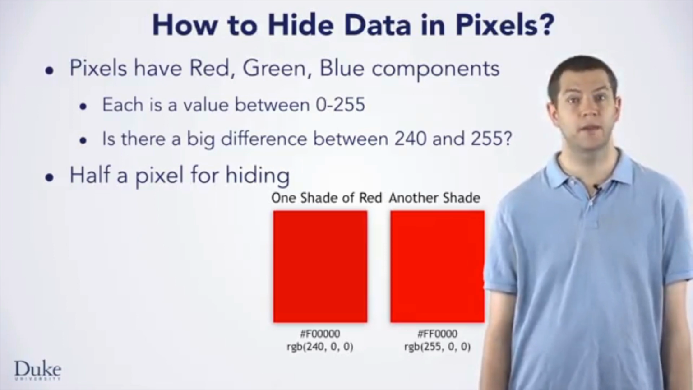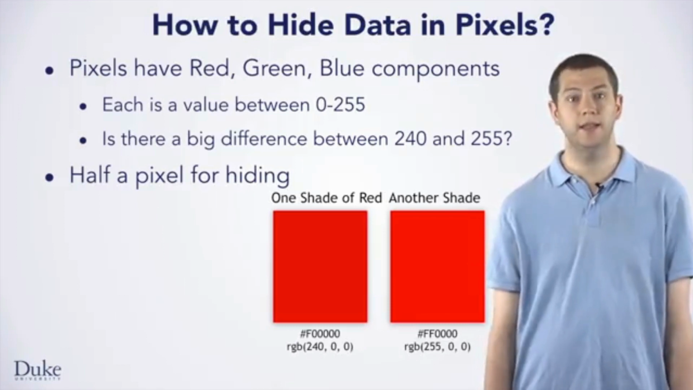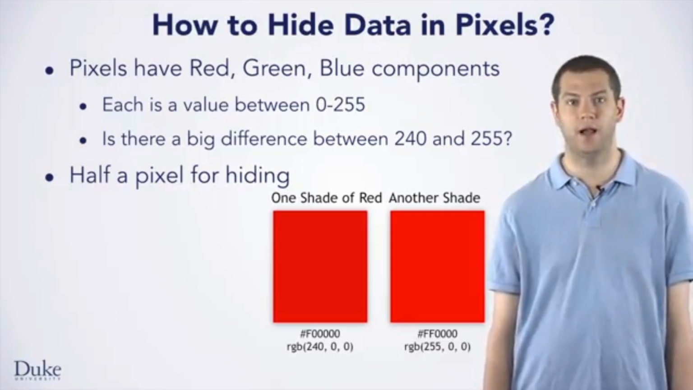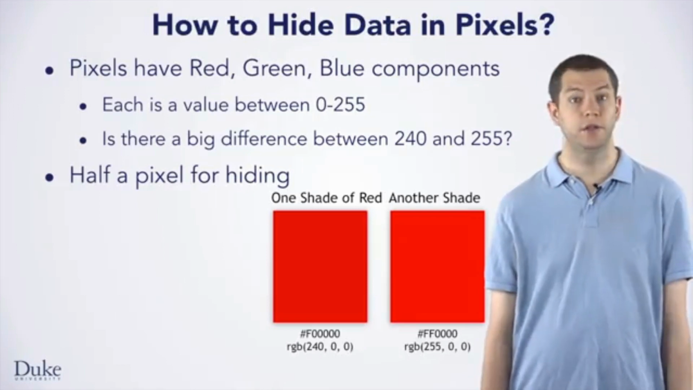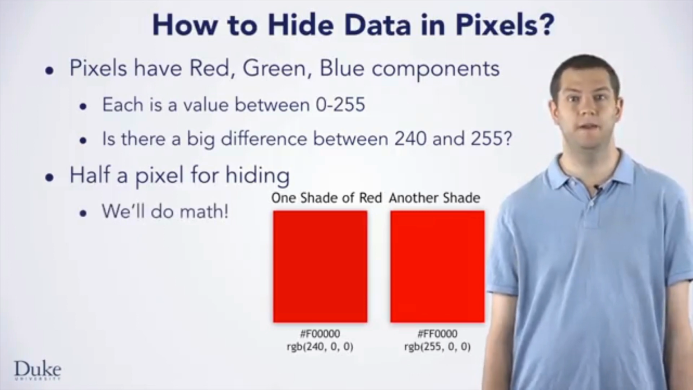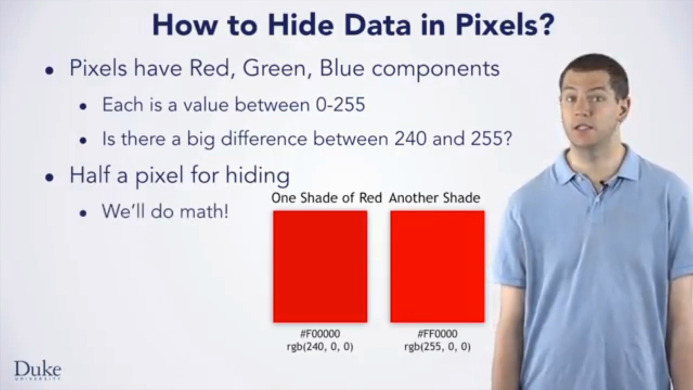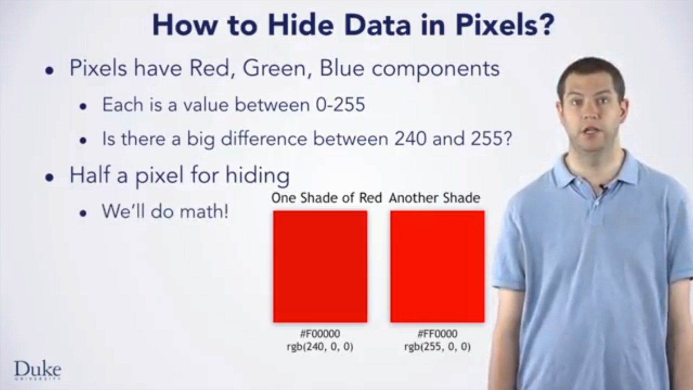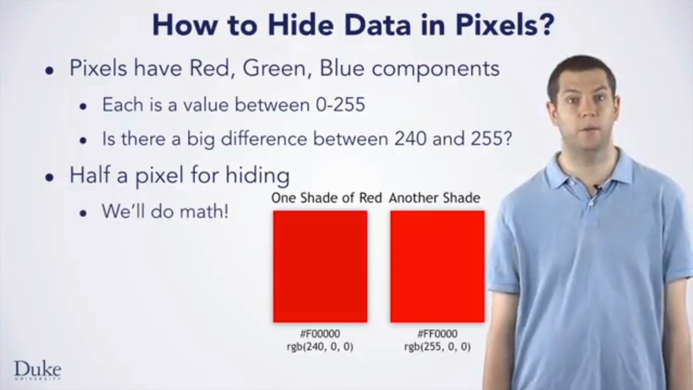You can store the hidden data in the least significant digits of the color value and not see much change in the resulting color. The least significant digits are like the ones and tens places in a 3-digit number. So you could hide a 15 in 240 by changing 240 to 255. To do this, you're going to need a bit of math. Don't worry, it's just multiplication, division, and addition. You just have to put them together the right way.